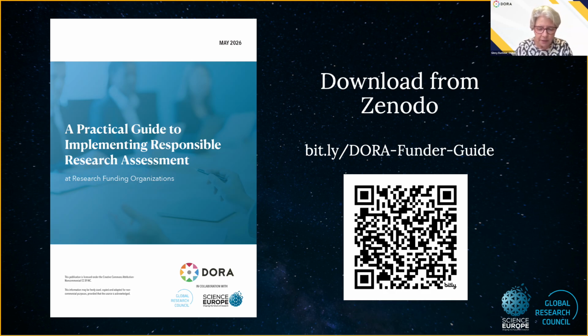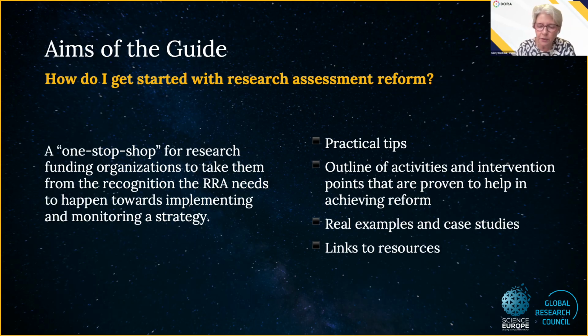So the aim of this guide is to answer a common question that we get, which is, how do I get started with research assessment reform? We see the guide as a one-stop shop for research funding organisations to take them from the recognition of the need for responsible research assessment, that it needs to happen, towards implementing and then ultimately monitoring a strategy. It has practical tips, resources and examples to help with implementation of the principles of responsible research assessment.